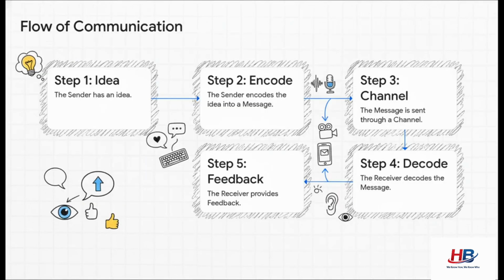So this is how that journey actually works, broken down into 5 basic steps. It all kicks off with just an idea in your head. Then you have to encode it. You pick your words, your tone, maybe you throw in an emoji. After that, you send it through a channel. Are you talking face-to-face, sending a text? Then the other person has to decode all of that. And finally, you get feedback, their expression, what they say back. That's what tells you if your message actually landed.